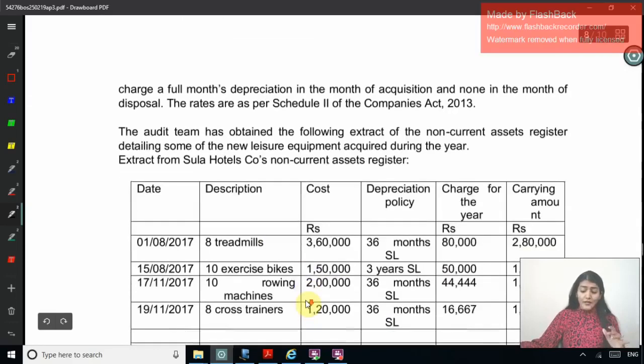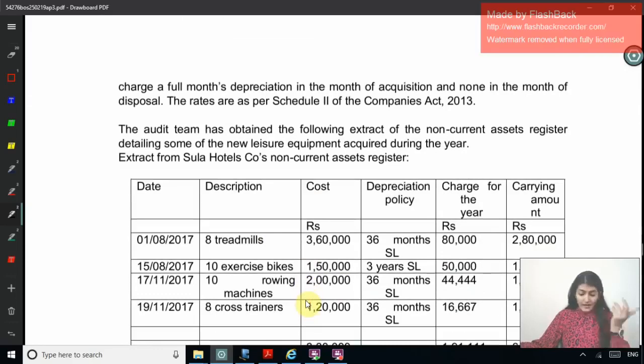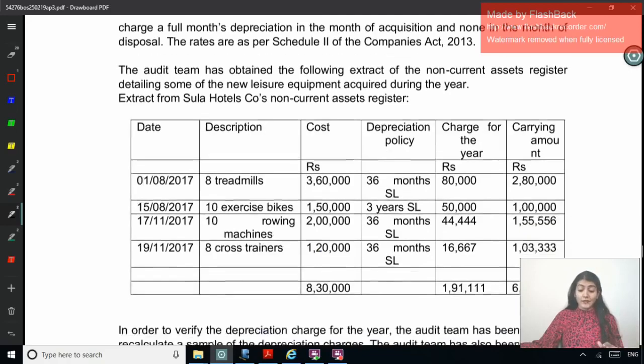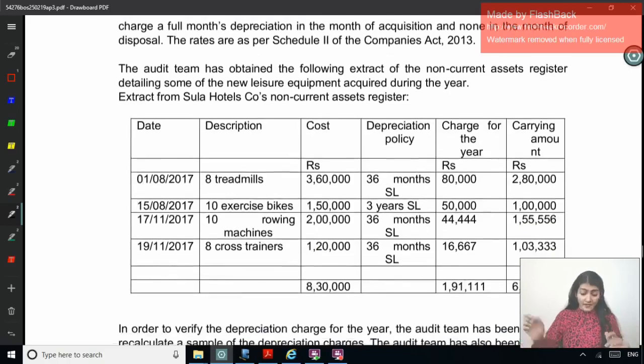Right. The audit team has obtained the following extract of the non-current assets register, detailing some of the new ledger equipment acquired during the year. So: date of the acquisition, description of the asset, the total cost of the asset, depreciation policy, charge for the year and the carrying amount.